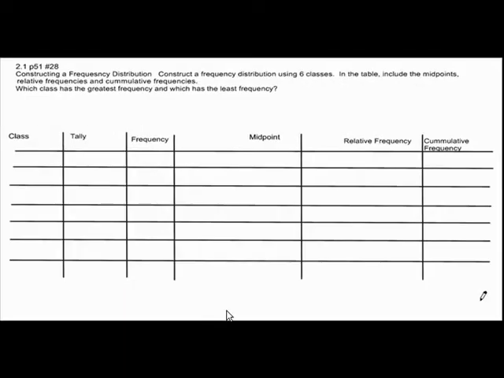Number 28, and we're constructing a frequency distribution. We're asked to construct a frequency distribution using 6 classes. In the table, include the midpoints, relative frequencies, and cumulative frequencies. We're also asked which class has the greatest frequency and which has the least frequency. We've got all that data they gave us at the bottom of page 51 from number 28. It's book spending, and they tell us the number of classes is 6, so that's what we're going to do.